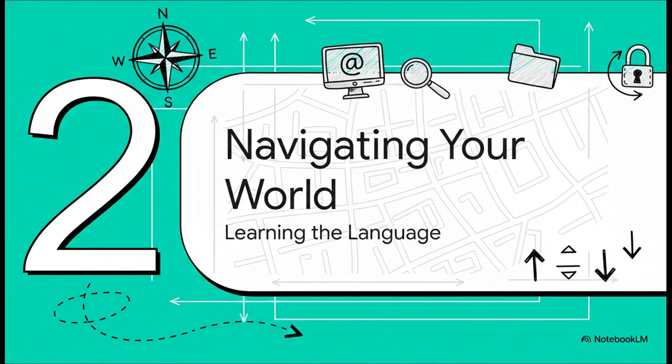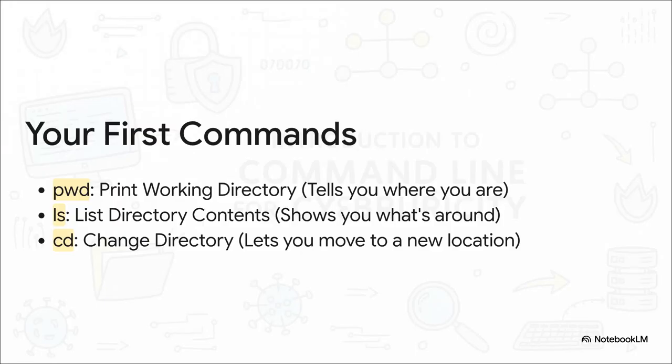All right, let's start learning this new language. We're going to kick things off with the 3 most basic, most essential commands you need to just find your way around this digital landscape. Think of this whole thing as your digital GPS. It's super simple. First, you type pwd to figure out where you are right now. Then, you use ls to look around and see what files and folders are nearby. And finally, use cd to actually move into one of those folders. That's it. See? Not so scary.